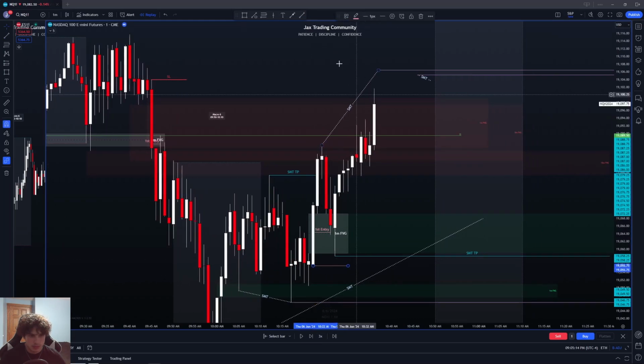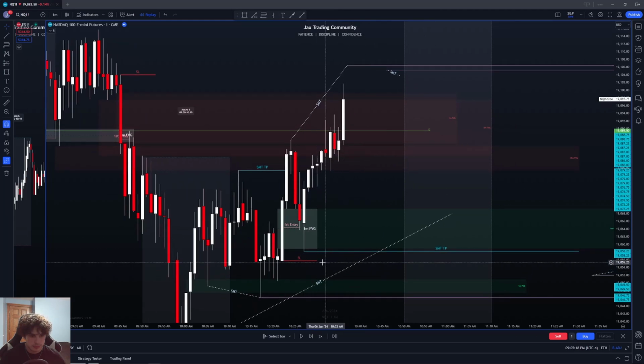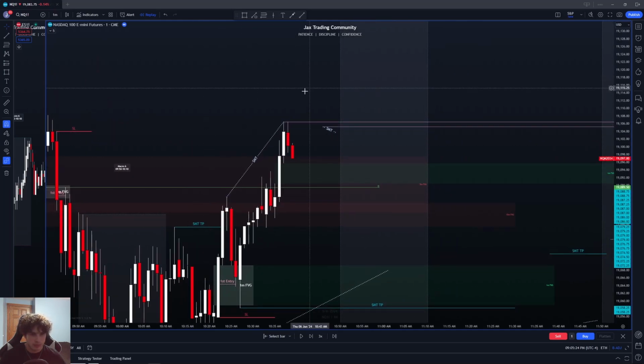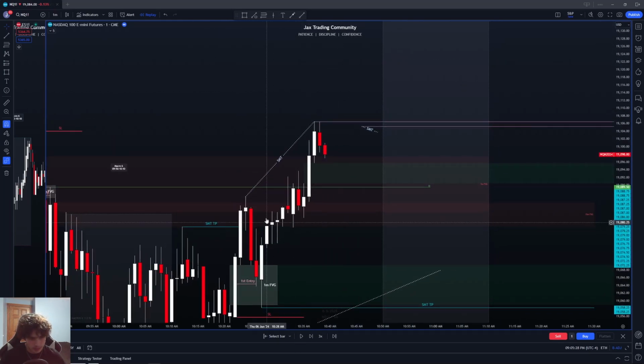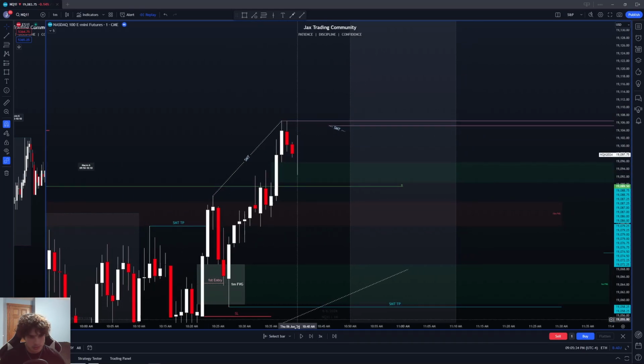Here'd be your stop. So we do respect this. We take out this high. And then we form another SMT right here. So after we form this SMT, I would take it off. Honestly, we actually formed it right here, but this is probably where the move is stopped.